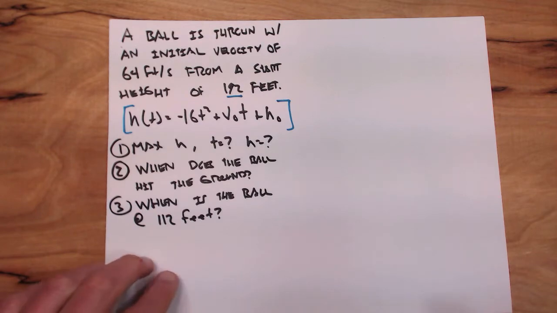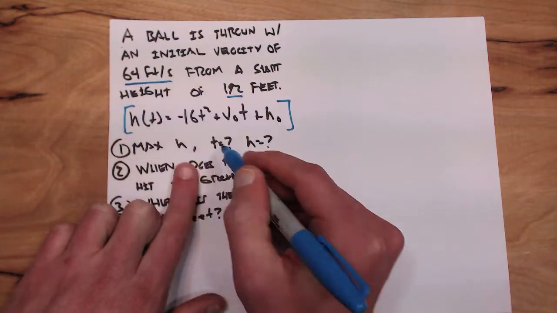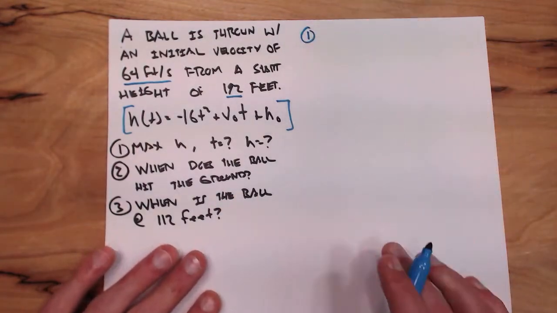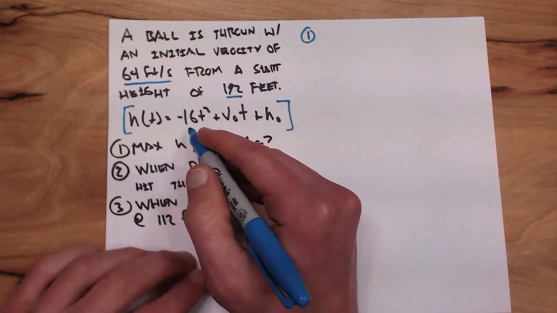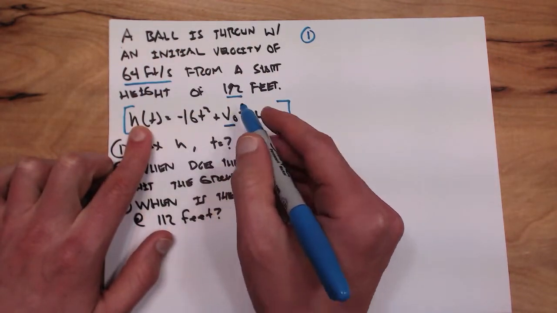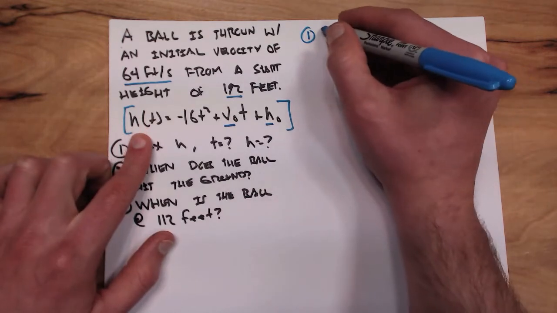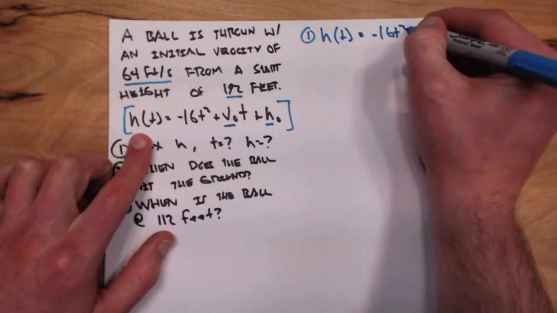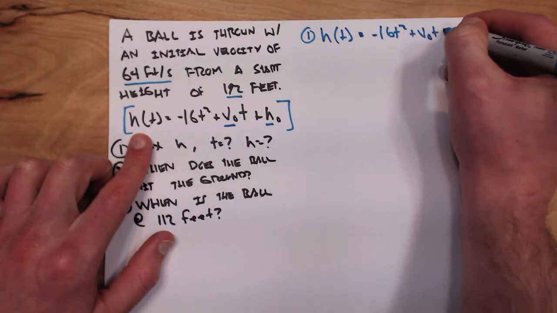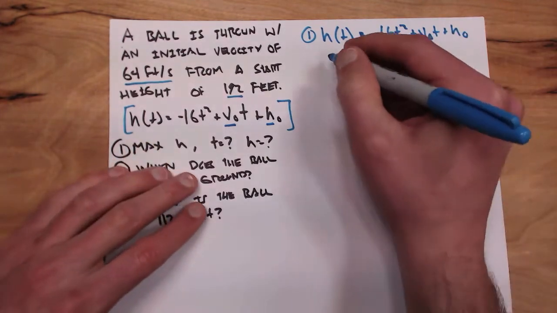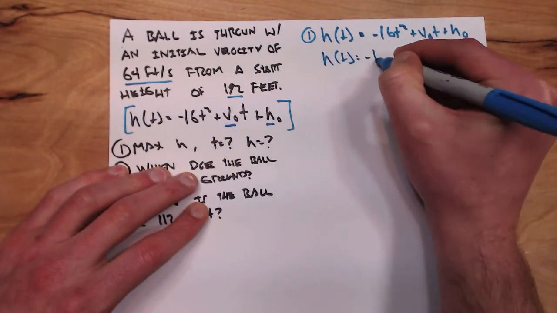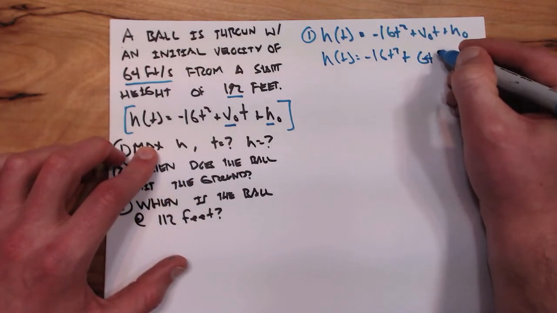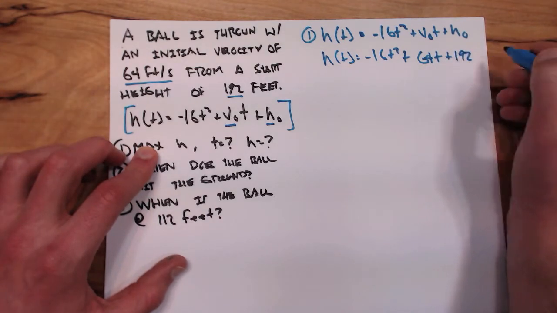Okay, so the first thing I want to do is take these values we've been given and plug them into our equation. That shouldn't be too crazy. So we'll start working on number 1 here. We know that our initial velocity is v0 and our initial height is h0. So h as a function of time equals negative 16t squared plus v0t plus h0. I'm going to plug in our values. So h of t equals negative 16t squared plus 64t plus 192.